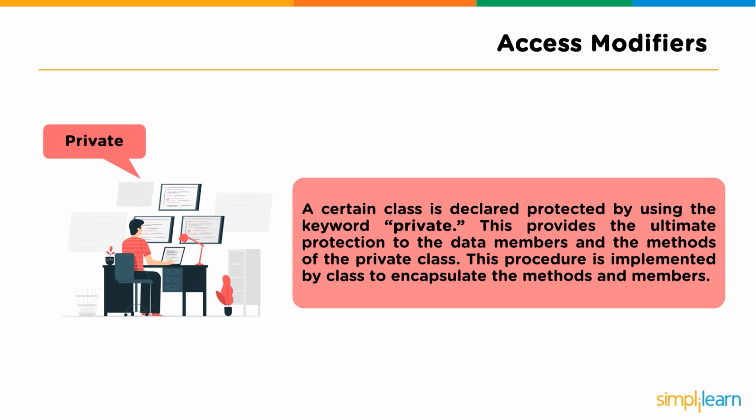And then private. A certain class is declared private by using the keyword private. This provides the ultimate protection to the data members and the methods of the private class. This procedure is implemented by class to encapsulate the method and members.